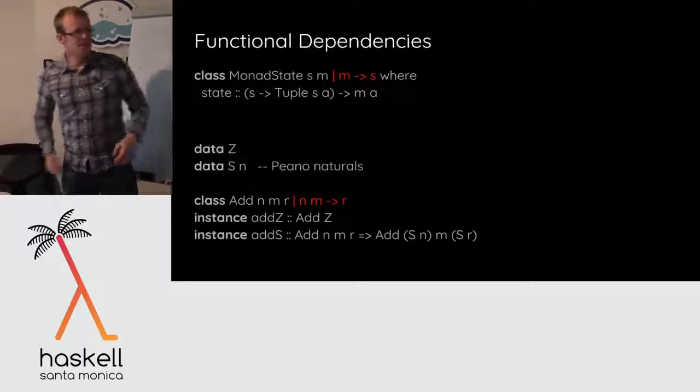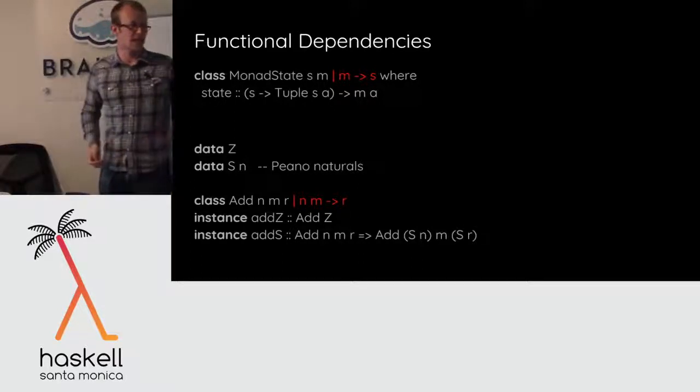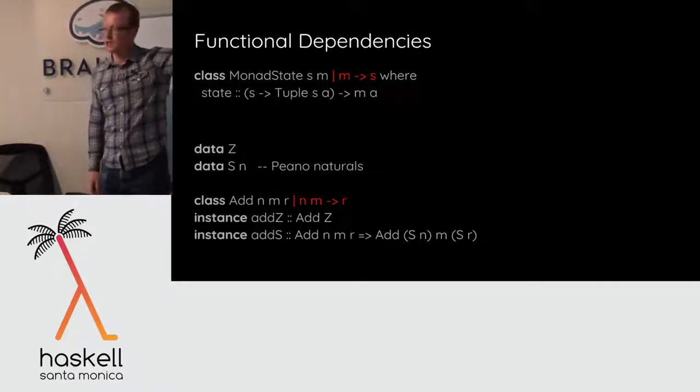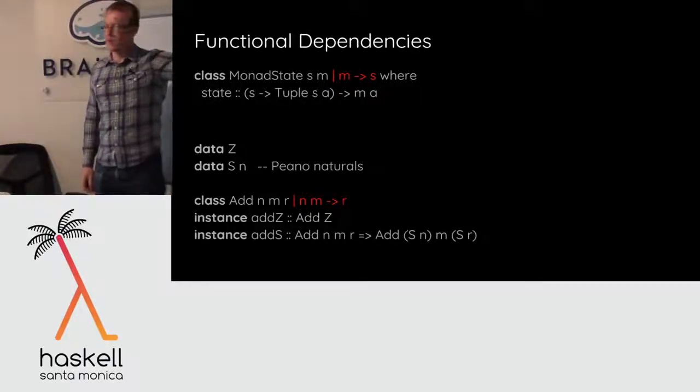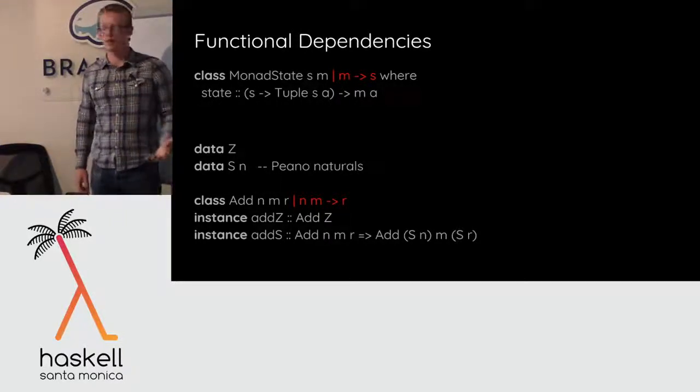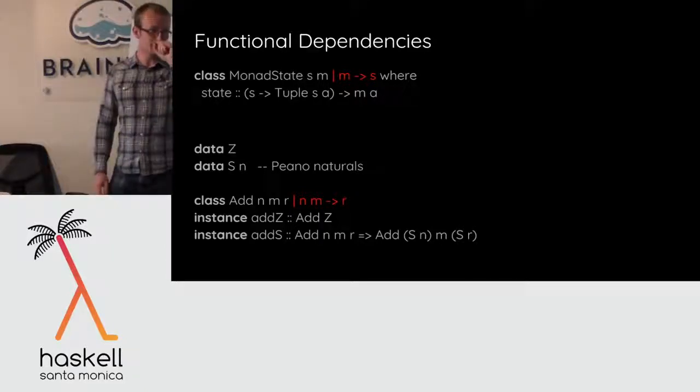So functional dependencies let us write type level functions. Here's a little definition of type level natural numbers. A type level natural can either be 0, which is Z, or it can be the successor of a smaller natural number, which is the S constructor. So S of Z is 1 plus 1 plus 1 plus 0, which is 3. That's how you'd represent 3 at the type level.